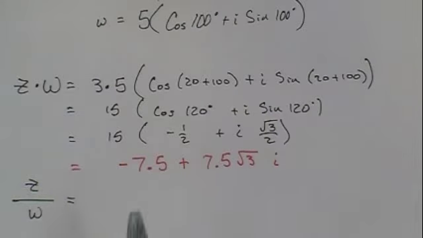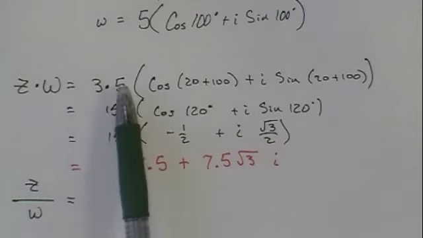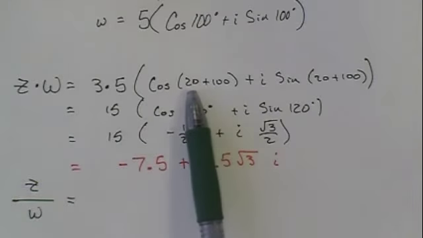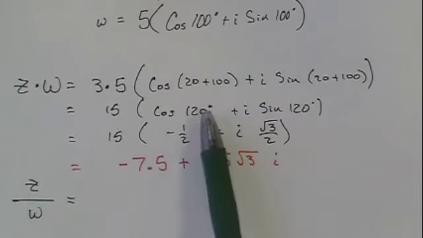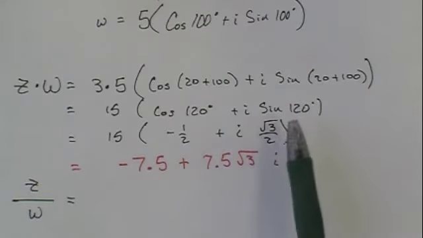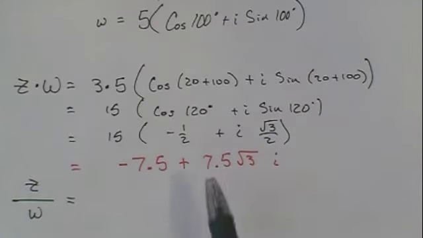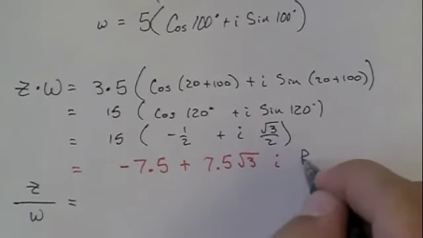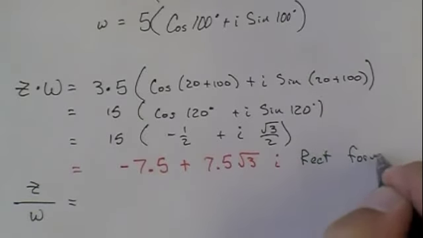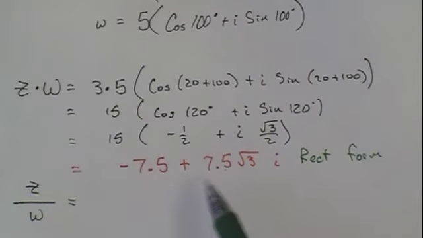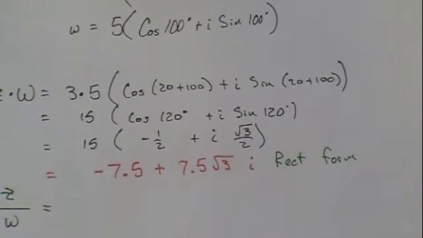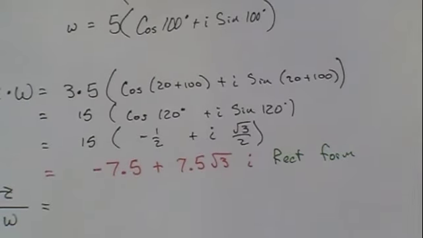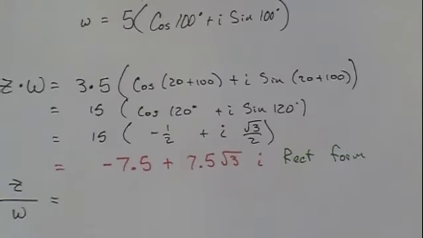Okay, so here we're going to multiply. So again, I take the two radii, 3 times 5, and multiply them. We're going to take the sum of the angles, so 20 plus 100 on both of these. Now we're going to plug those values in. So the cosine of 120 degrees is negative 1/2, and the sine of 120 degrees is square root of 3 over 2. Now as we distribute, this will give us our answer in rectangular form, where we have negative 7.5 plus 7.5 square root 3 i. We know that we're going to the left 7.5 units, and then up 7.5 square root 3 for that value.